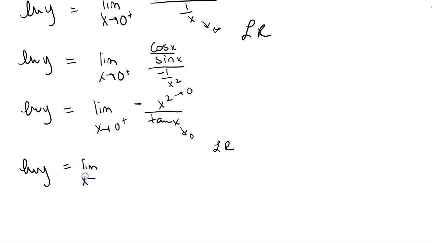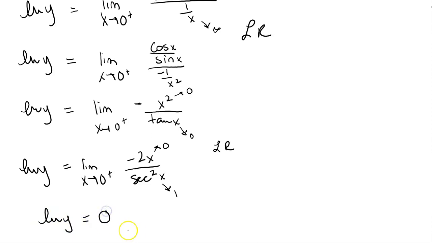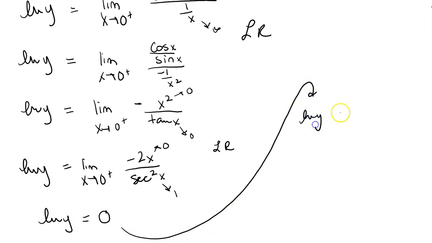I'll have the limit as x approaches 0 from the right of negative 2x over secant squared of x. And as x approaches 0, this approaches 0, but the secant squared of x approaches 1. So we get that the natural log of y is equal to 0. And if we raise e to both sides, we get that y equals e to the 0, which is 1. So our whole limit is equal to 1.